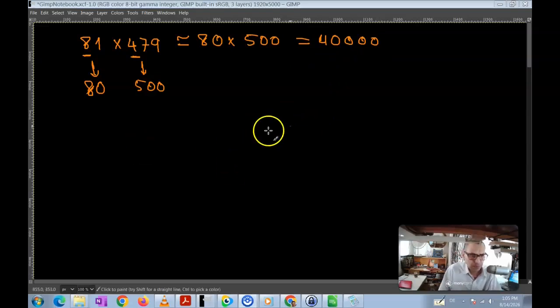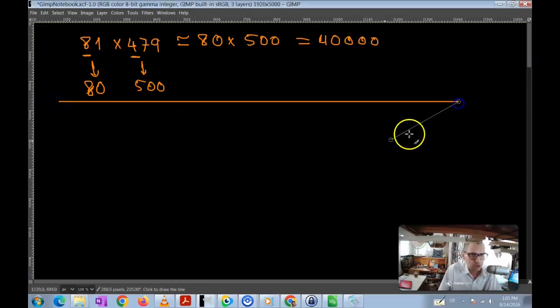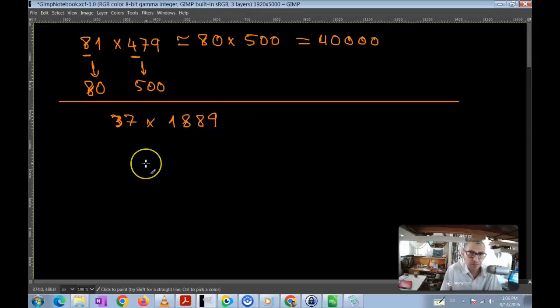Okay. Now, a very useful way that you can use these estimations in multiplication is to check your work when you actually calculate some multiplication, like for example 37 times 1889. That's a pretty complicated calculation, and if you were to do it by hand that would take a whole lot of time.